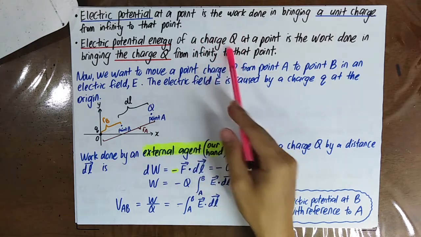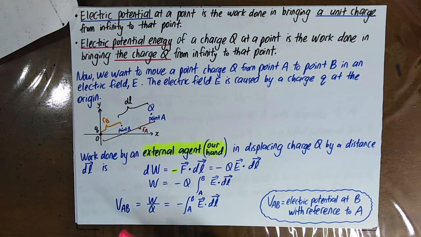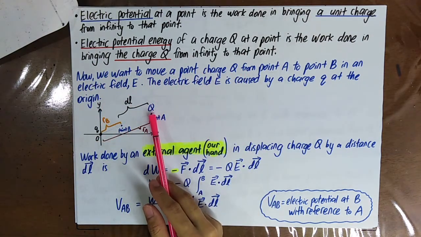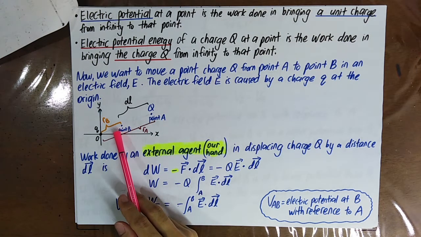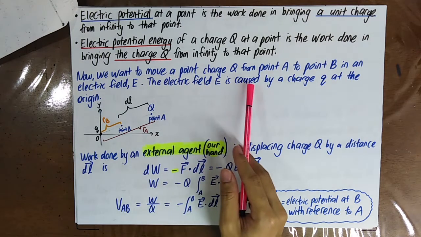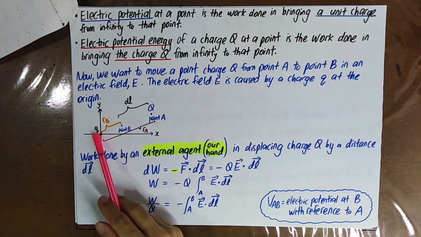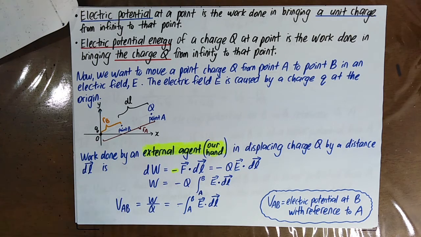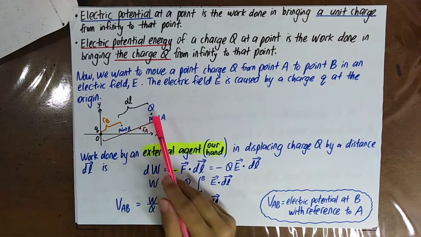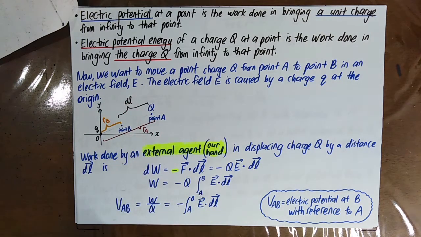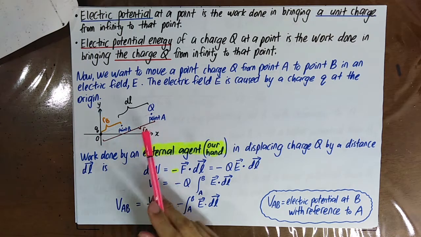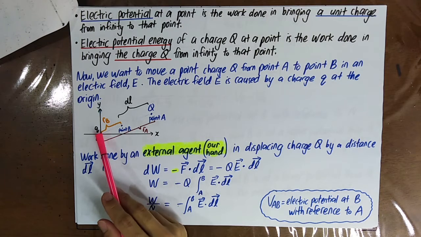Okay, so now we want to move a point charge capital Q from point A to point B in an electric field, and that electric field is caused by a charge small q at the origin. So you want to move Q from here to here. The distance you move is dl. The distance between point A and the origin is RA. The distance between point B and the origin is RB.